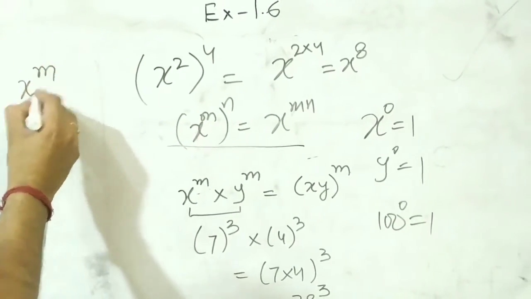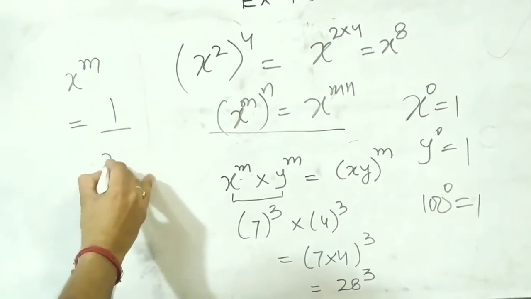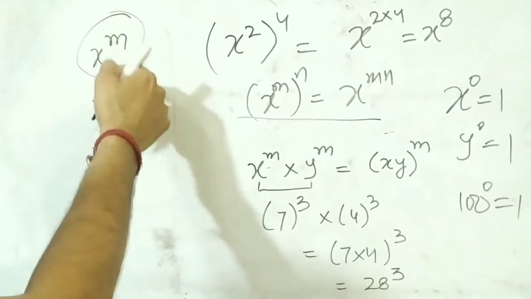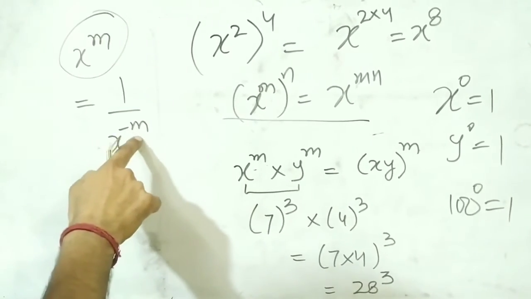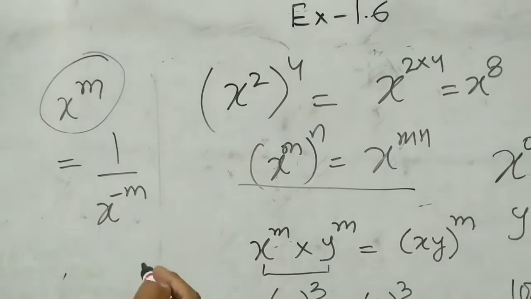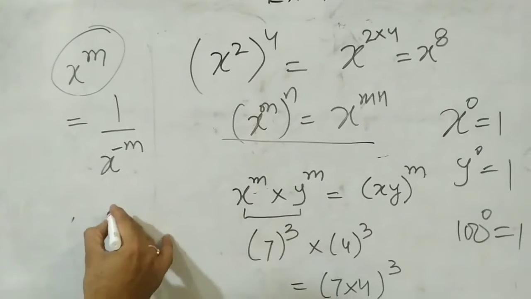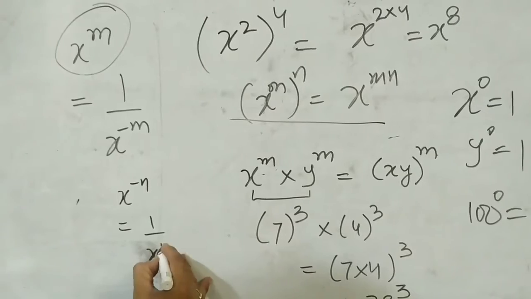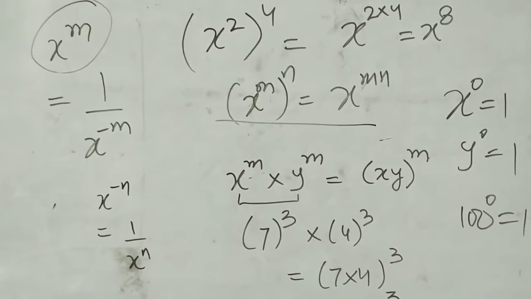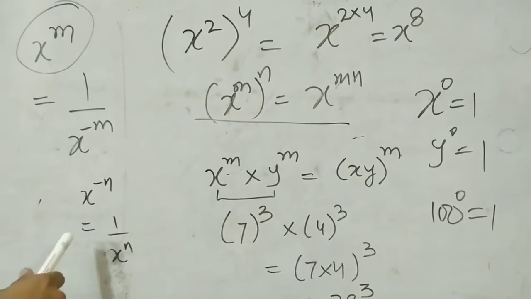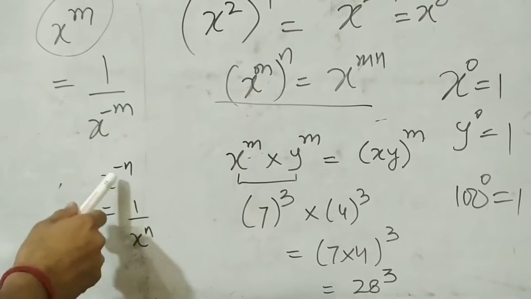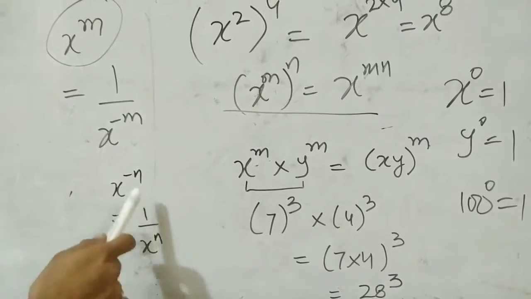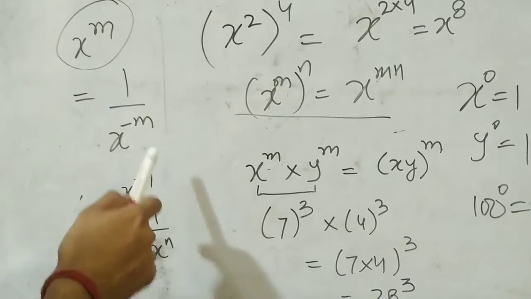Second is x to the power m is equal to 1 oblique x to the power minus m. If you carry this whole number from numerator to denominator, the sign of the power will change. If you are having x to the power minus n, it will become 1 oblique x to the power plus n. That means the sign of the power will change if you change its position from numerator to denominator or from denominator to numerator. The sign of power will change from positive to negative or negative to positive.